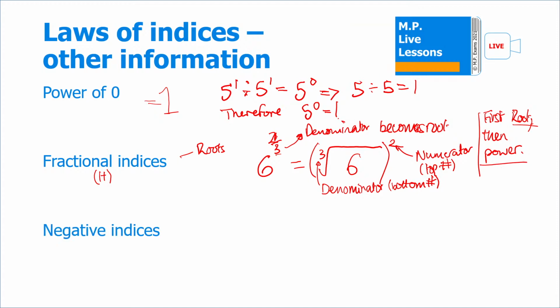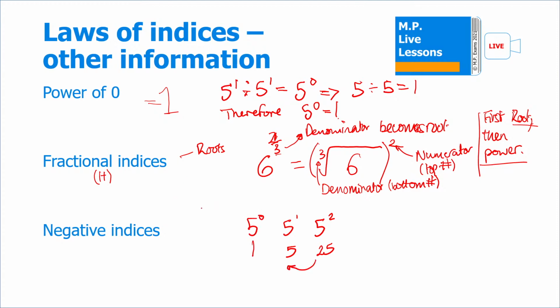You'll also need to know about negative indices. So in this case, I'm going to show you a little pattern. For example, we'll use 5 again. So we have 5 to 5 squared. This is 25. 5 to the power of 1, that's just 5. 5 to the 0, that's just 1 as we know.